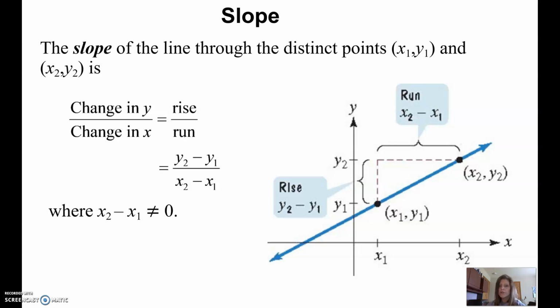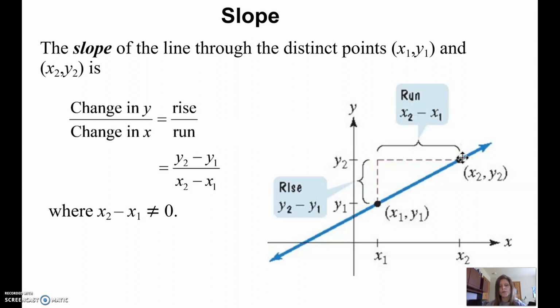So the official math definition here is, if I have two distinct points, we'll call the first one (x1, y1), and then we'll call the second one (x2, y2). If I draw a line through those 2 points, the slope is defined to be the ratio, a comparison of how much change there is vertically, which we sometimes call the rise, over how much change there is horizontally, which we sometimes call the run.